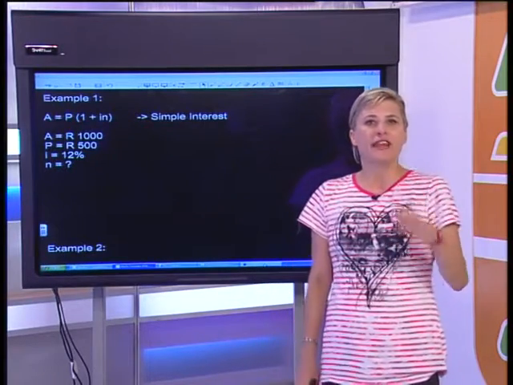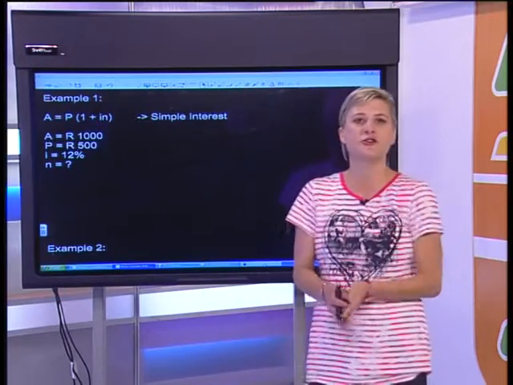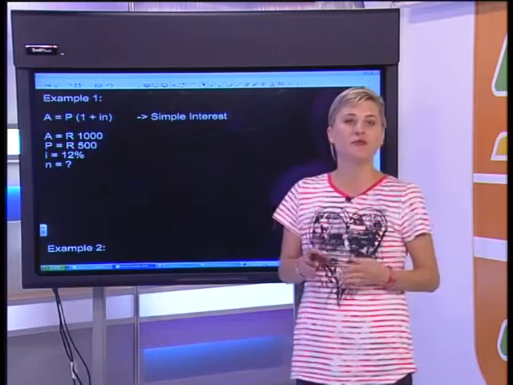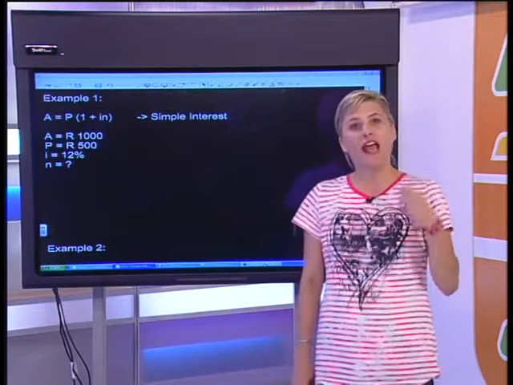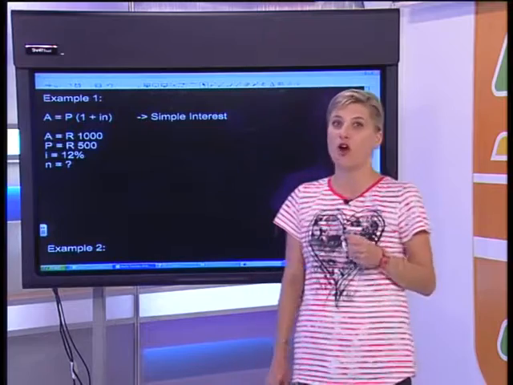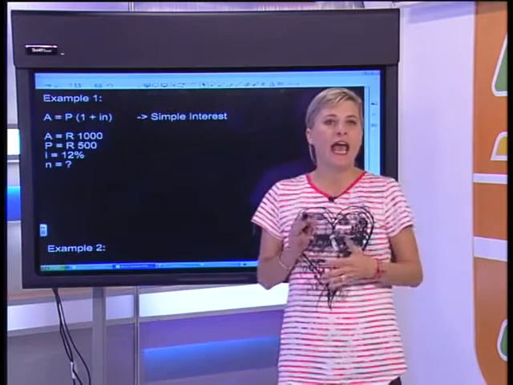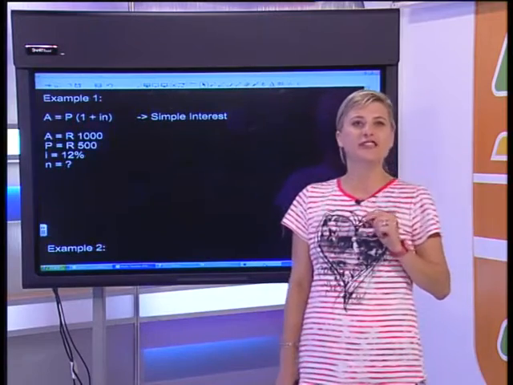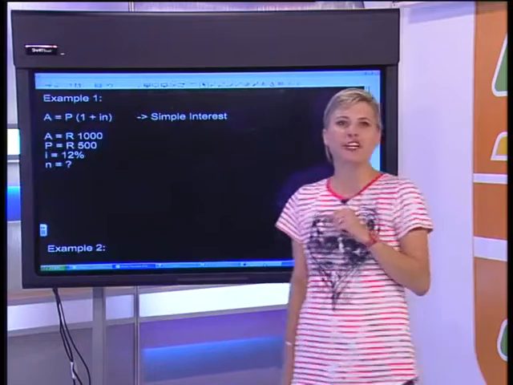And remember that interest rate by definition is out of 100. So if I say to you 10%, you don't put 10% into the formula. You remember that 10% is 10 out of 100 and therefore you write it as 0,10. n stands for our time period, and we know that we're going to be calculating n whenever we see the words how long. Okay, so let's have a look at our first example.